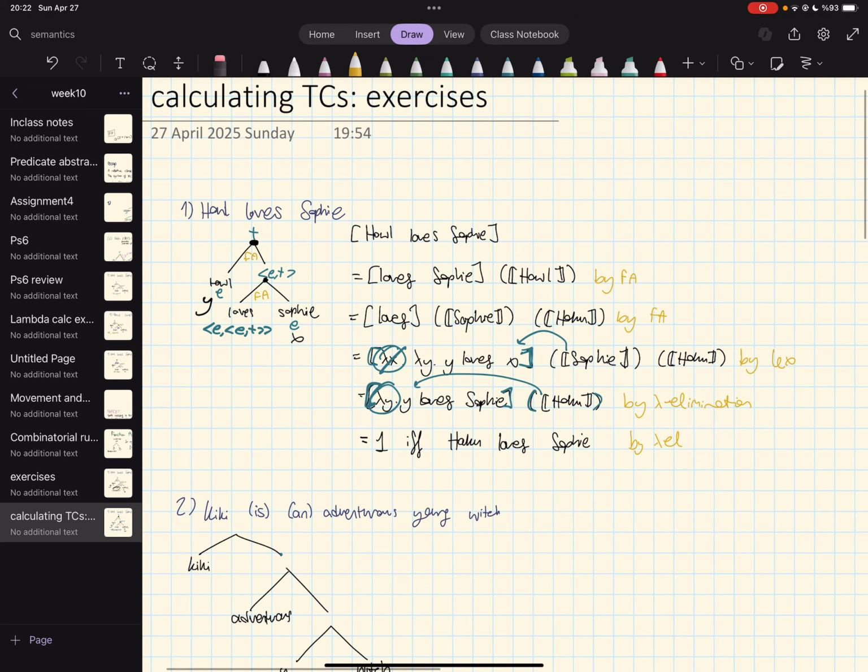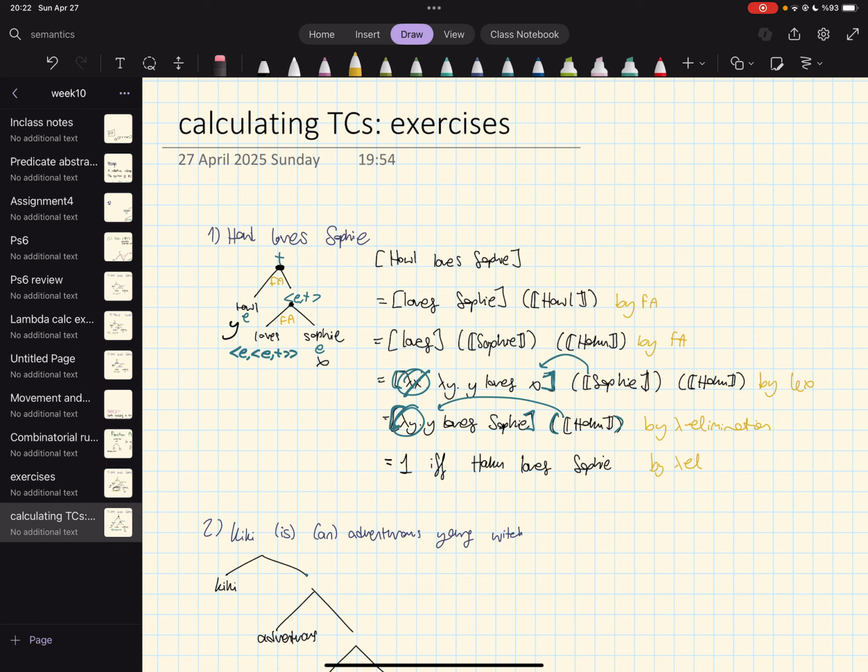So here it is, the truth condition of our first sentence. Haku loves Sophie denotes 1 if and only if Haku loves Sophie. This is how we supposedly compute the sentences in our brains to make the meaning of it according to Heim and Kratzer notation. The reason why we say 1 if and only if is because this sentence wouldn't be definitive. Maybe Haku doesn't love Sophie in some universe.